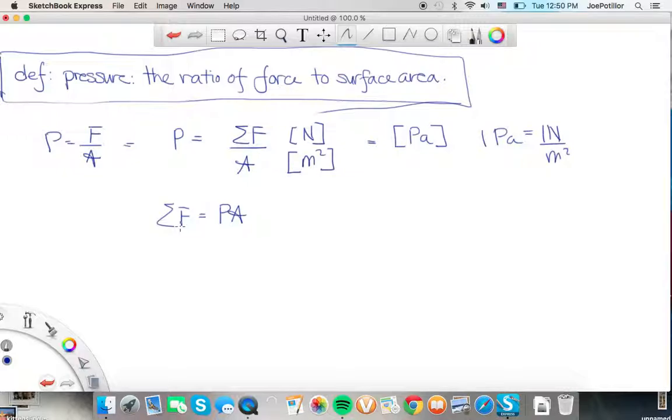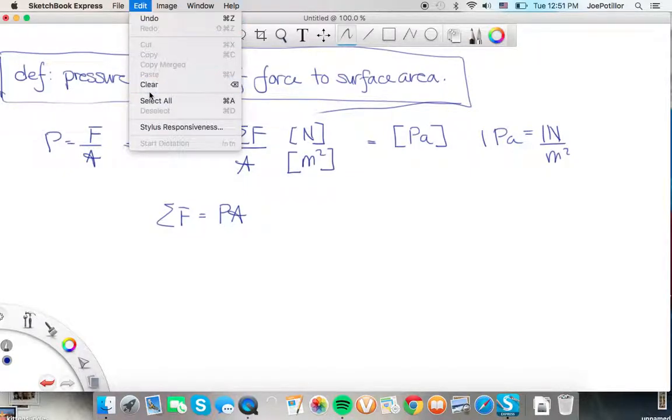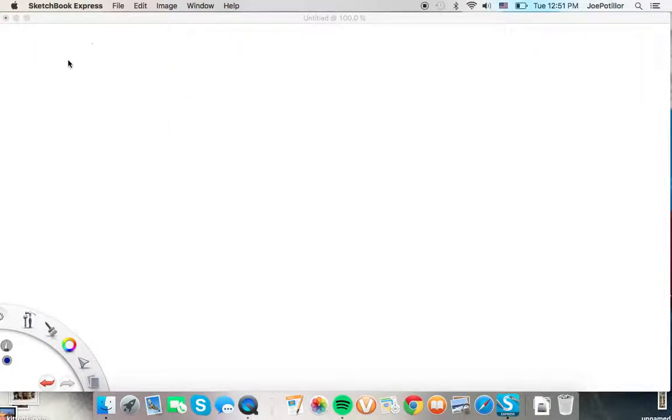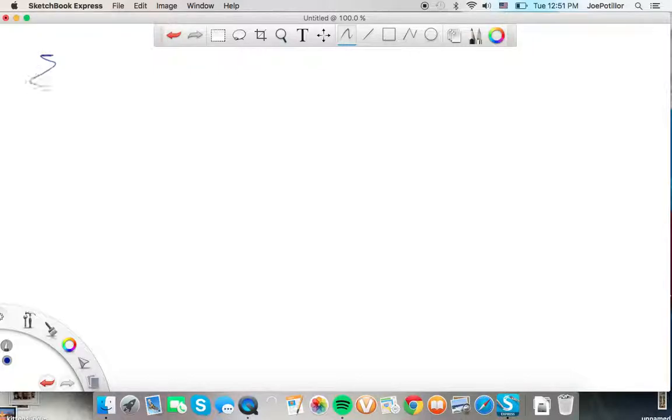Alright, let's erase this. And let's talk about the quantity of the sum of forces a little bit here. Okay? Recall that the sum of all forces here is equal to F1 plus F2 plus F3 plus all the way Fn. Right? We remember all this. This is the definition of the sum of forces, or the net force.